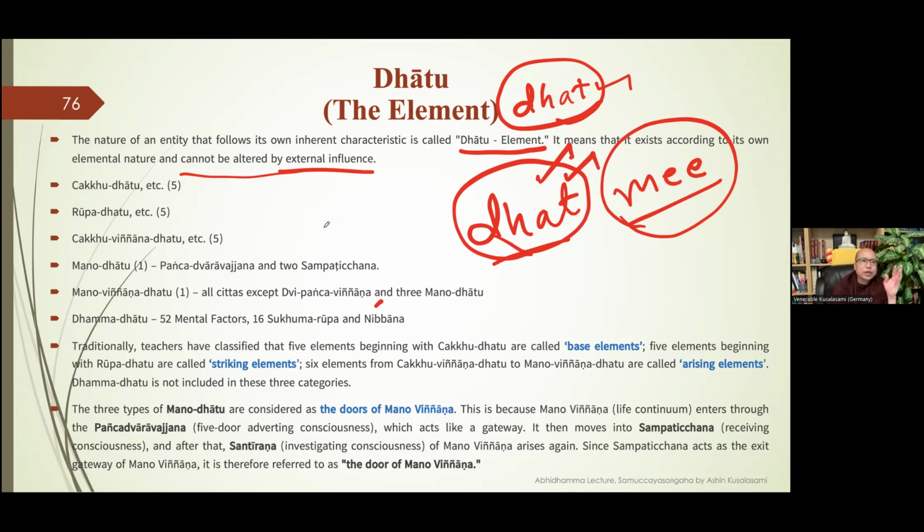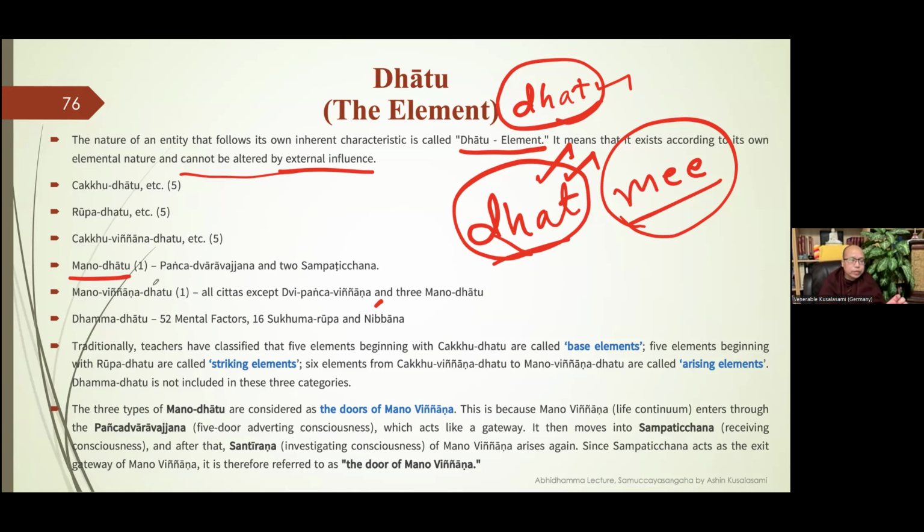So today the so-called Chakku Basara, tomorrow it cannot change into the Sota Basara. It cannot be altered, cannot be changed, and always exists according to its own nature. That is called the dhatu. So here, Chakku dhatu, Sota dhatu, Ghana dhatu, and Mano dhatu.